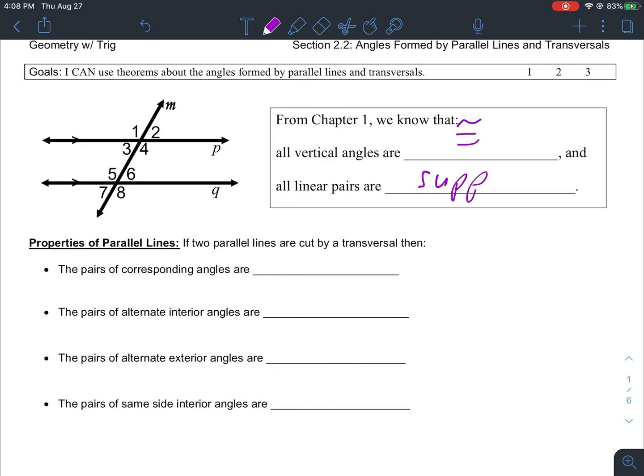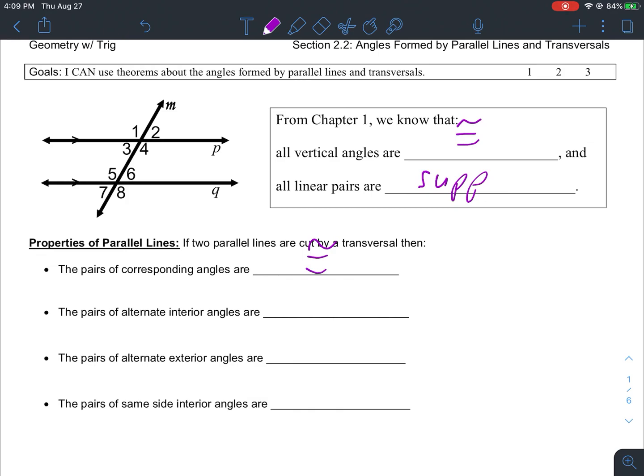This time we're going to build on that by saying, well, if the lines are parallel, what do we know about those special angle pairs? And we're going to start with corresponding angles. So for example, in the picture, 1 and 5, if those two lines are parallel, corresponding are always congruent.